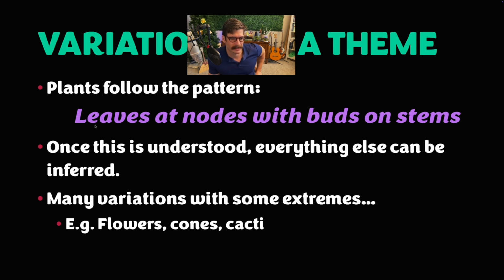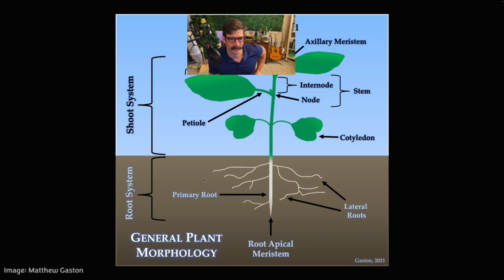So we just saw that leaves are at nodes with buds on stems. So this is my illustration from 2021.